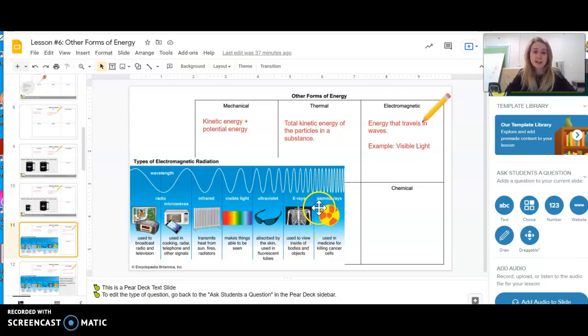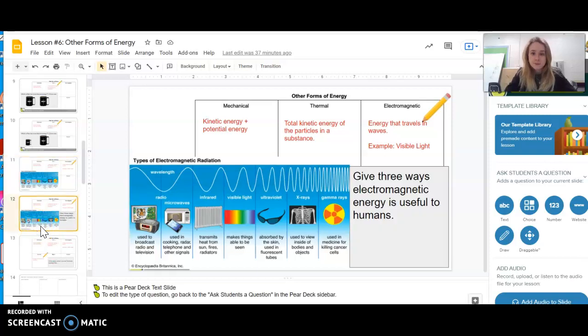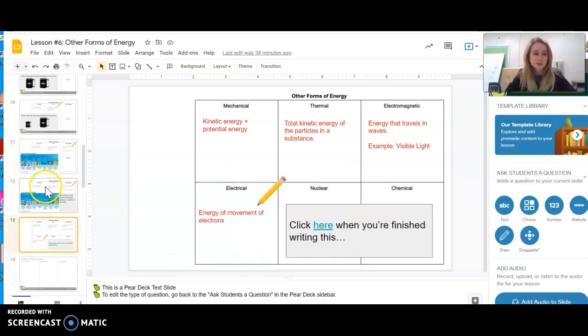X-rays are electromagnetic, and then gamma rays too, which is used to cure cancer, but it also could be harmful if we're exposed to too many gamma rays. All right, we can skip that slide.